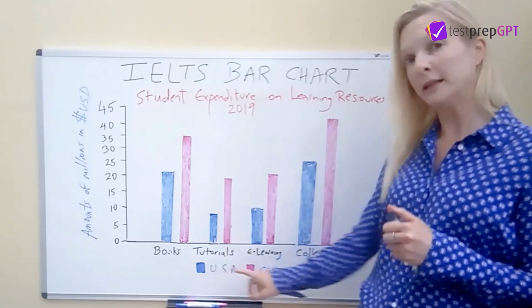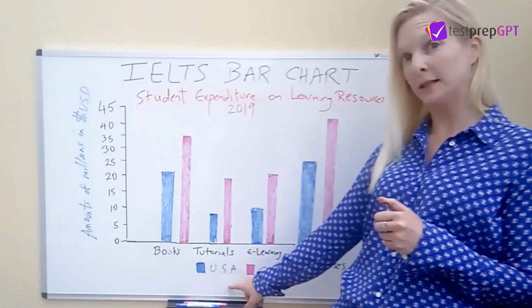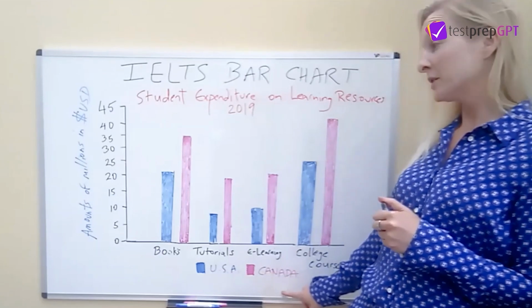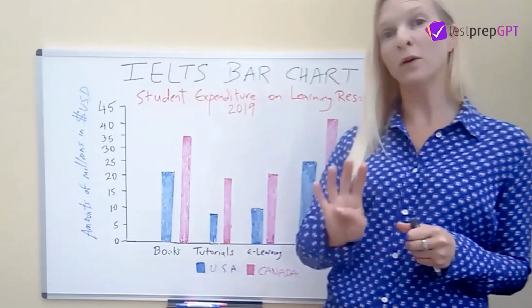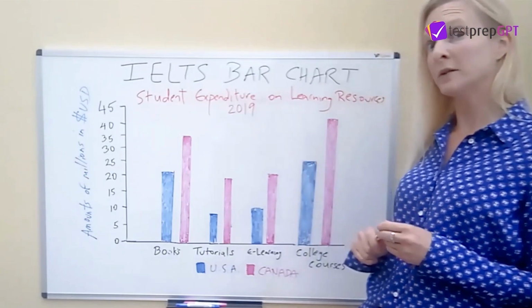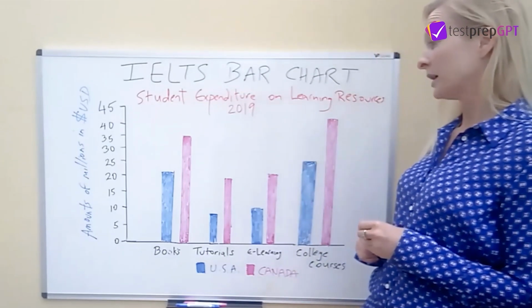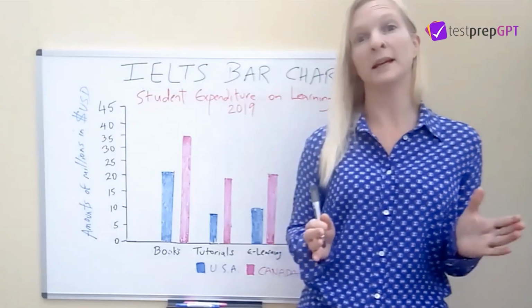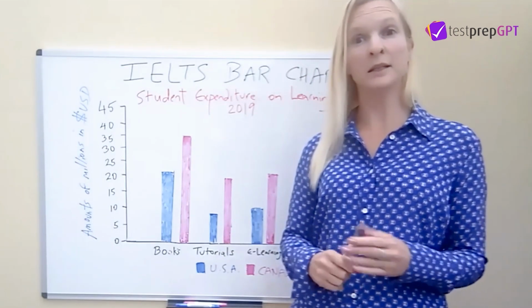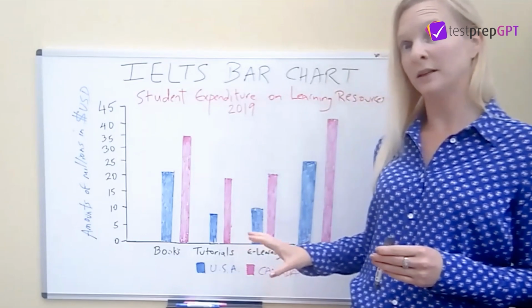In blue and in pink. So blue is the United States, USA, and pink is Canada. So we know that these are the 4 products that students spent their money on in 2019. So now we know what the axes mean. We know what the information is. Let's take a look at the data in the bar chart.